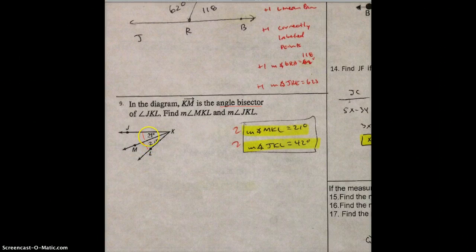So blank equals blank. So I have 21 degrees here. This is also 21 degrees, or total that would be 42 degrees. So MKL is 21 degrees, that's 2 points, and the measure of JKL is 42 degrees.